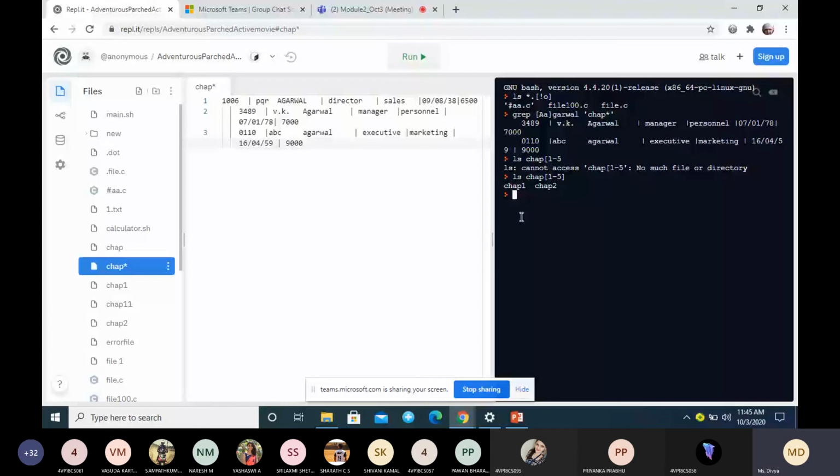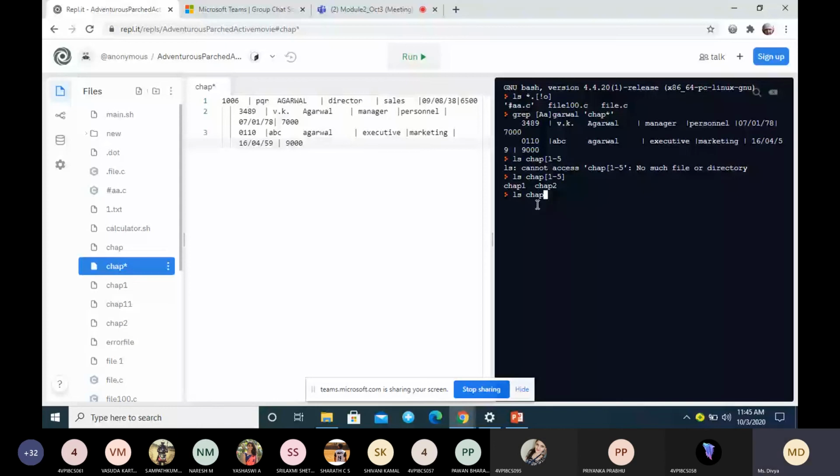The next one is the negation class, negating the class. This is called the caret symbol, the negation symbol. Look at the example, LS CHAP.